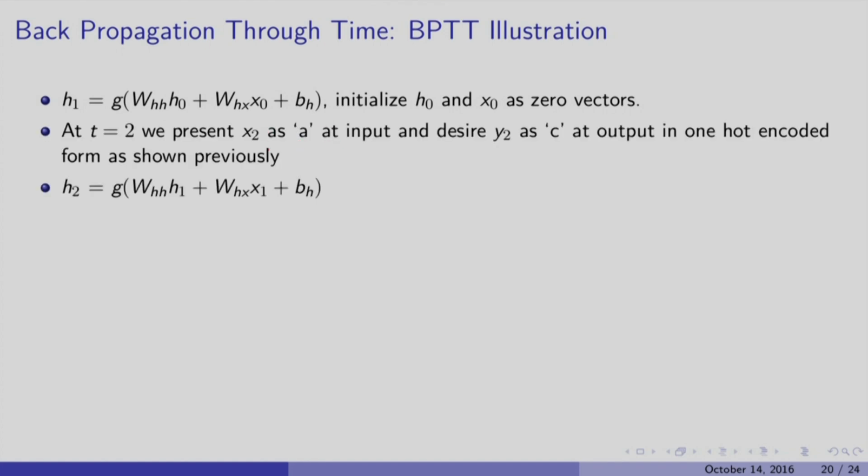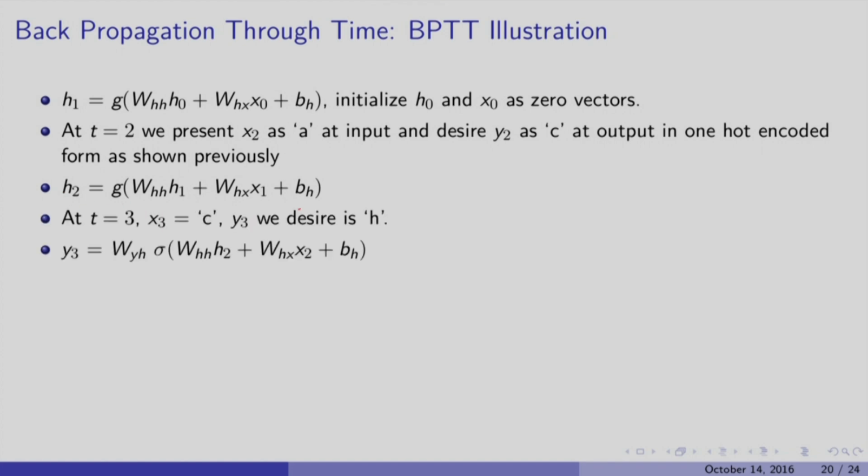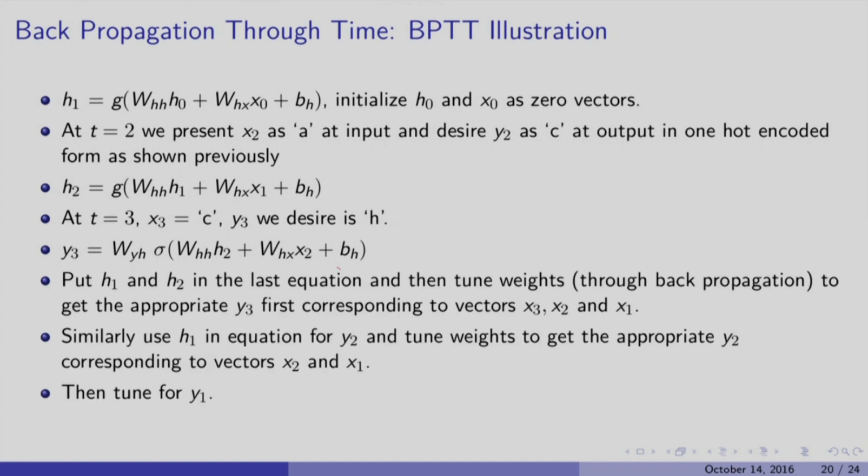So the inference of course proceeds through the hidden layers, the inputs are reflected on subsequent hidden configurations through the current hidden configuration. So at t equals 2 we present x2 as A at input and desire y2 as C as output in one hot encoded form, and this is the form of h2. At t equals 3 we see a C and we desire an H. So putting h1 and h2 in the last equation and then tuning weights through back propagation, you can get the appropriate y3 which corresponds to vectors x3, x2 and x1.